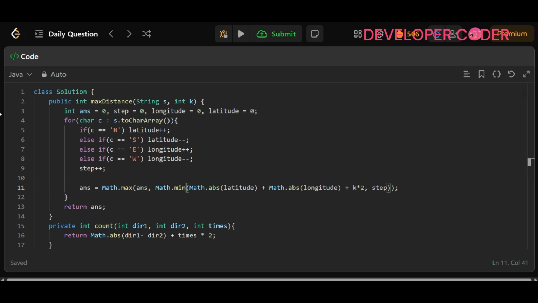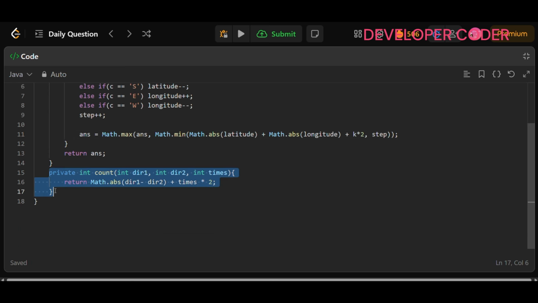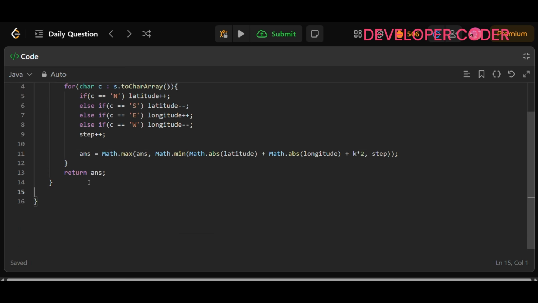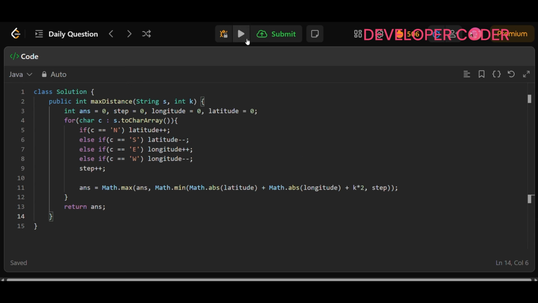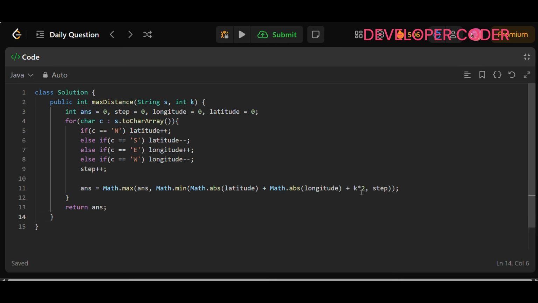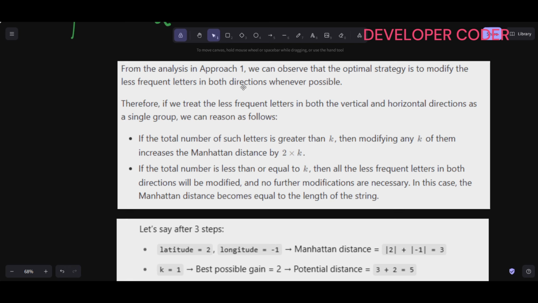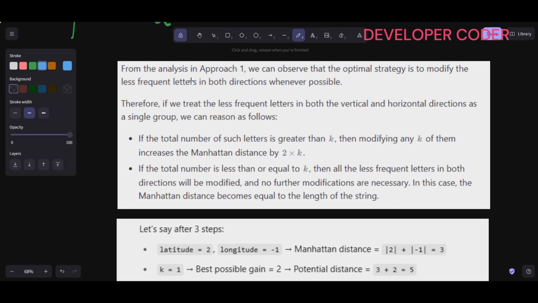Math.min, right? So now this is not required now. You can remove this. Now let's run it. Let's see first if we are able to pass all the tests. Nice. Now let's understand why we are writing here step, and what is happening. So this you already know why we are doing, right?